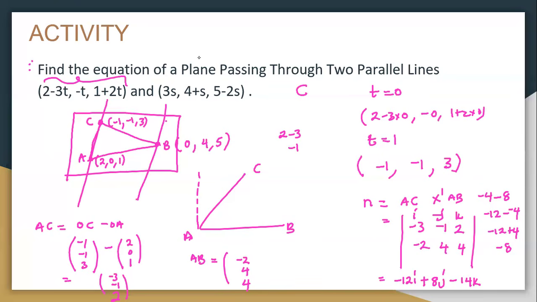Yes, Linda? Excuse me, sir. I've understood how to get that normal. Where to get that point C, I'm lost. You just assume that T equals 0, T equals 1? Yes, to get C, you can say T is equal to 1, T is equal to 2, any value for the parameter you want. Meaning I can also use S? Yes, you can also assume S. Okay. Thank you, sir.